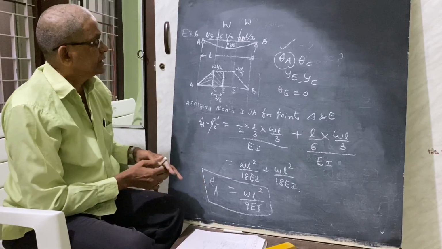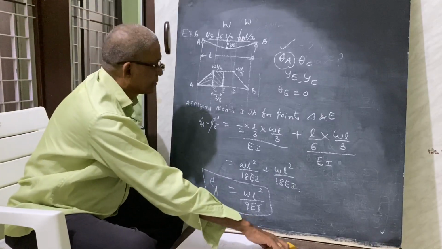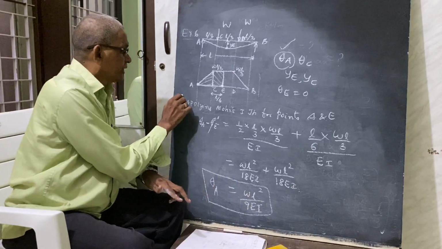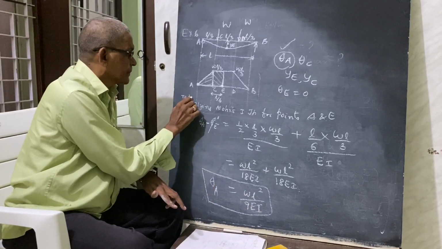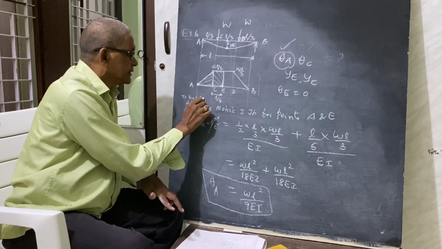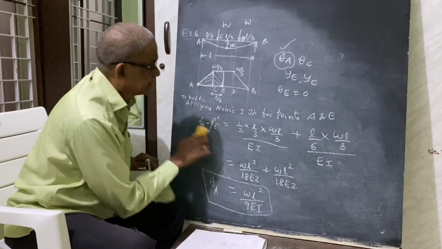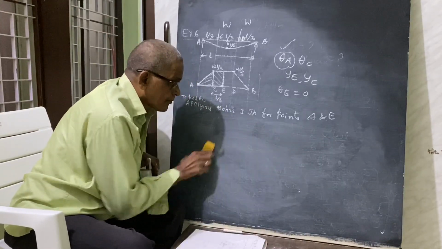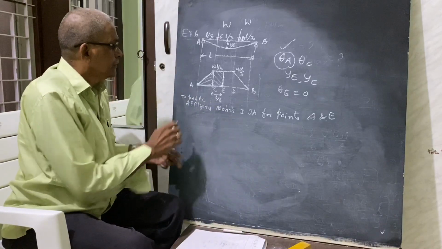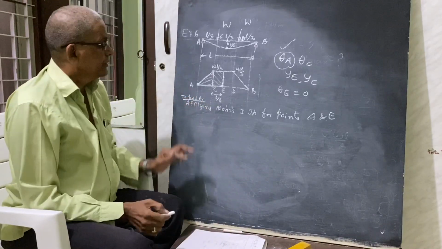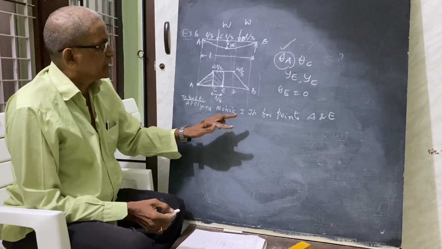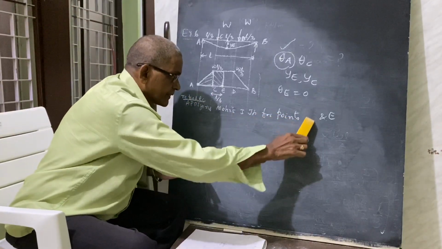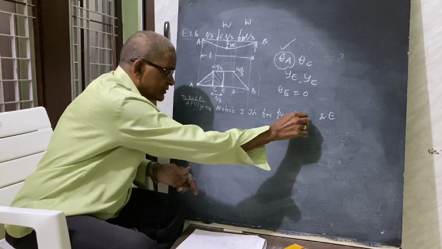Now if you want theta C, you have to apply Moore's first theorem for points C and E, or points C and D.